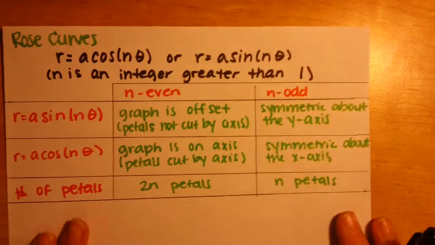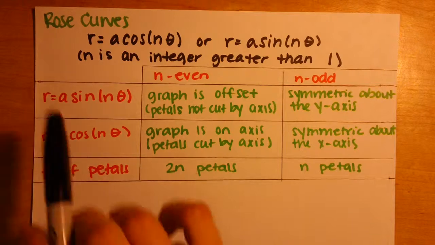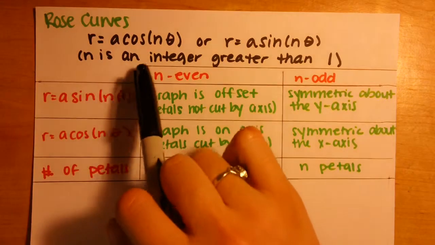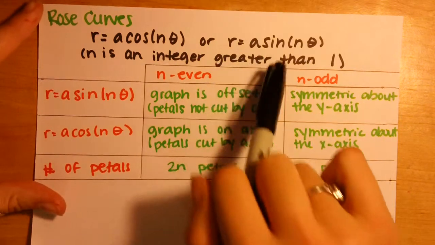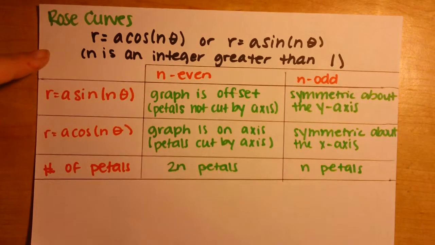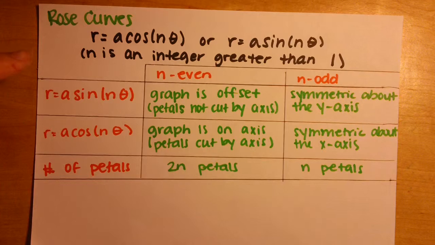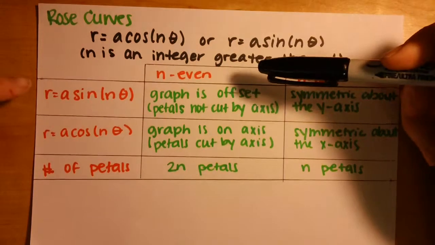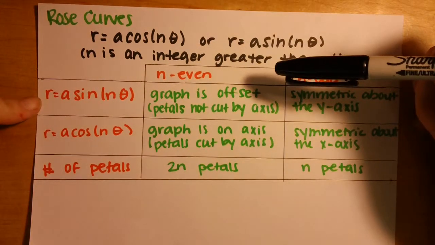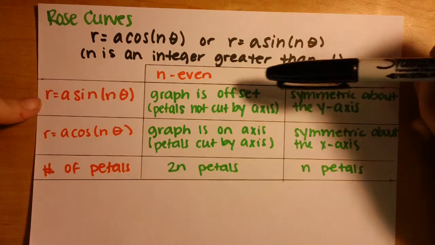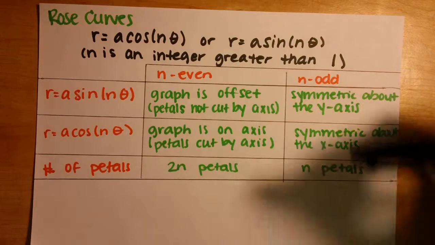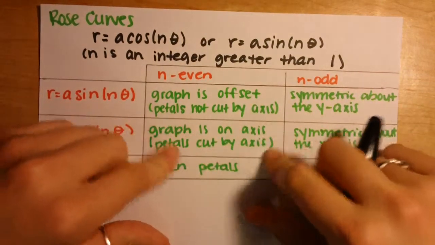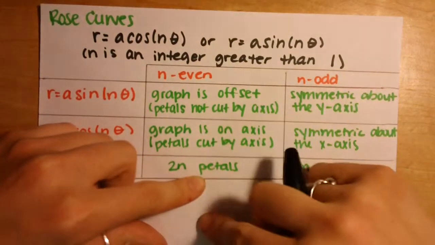Alright, so the next polar equation we're going to look at are rose curves. Now rose curves have the equation r equals a cosine n theta, or r equals a sine n theta. Now n is an integer greater than 1, okay? So if n is even, and we're looking at our sine, r equals a sine n theta, the graph is offset. The petals are not cut by the axis. So that means you'll have two petals, and they'll be on either side of that axis.